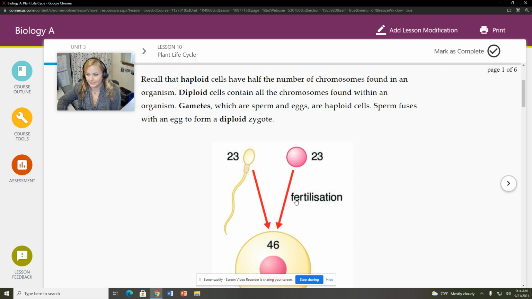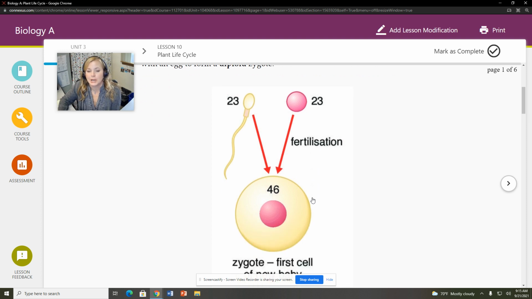zygote. Now here, fertilization is spelled as though we are British, so I feel like we should be saying it with a British accent. So during the process of fertilization, the sperm cell fuses with the egg cell to form a zygote. Generally in the United States, we spell fertilization with a Z, not with an S. I'm not sure why the graphic has an S here, but it's the same word. It's just spelled a little bit differently than we would typically spell it here in the US of A.